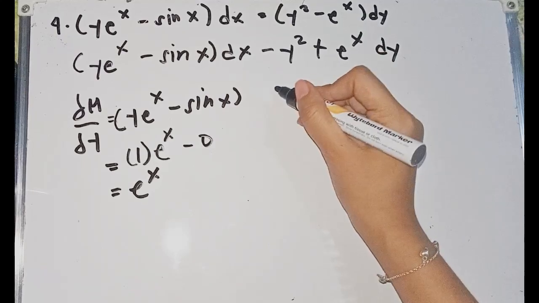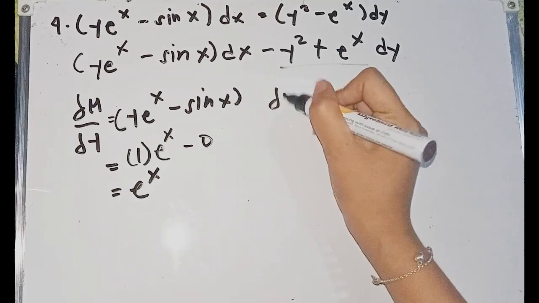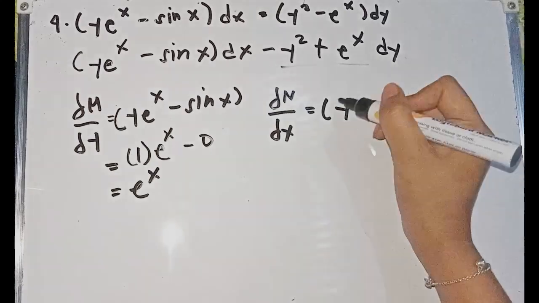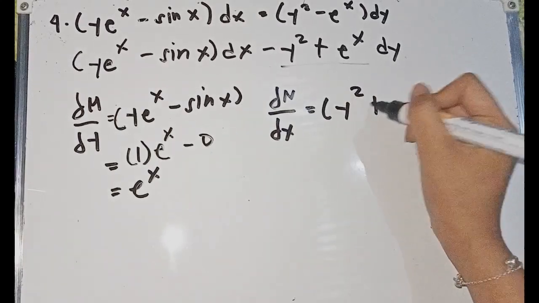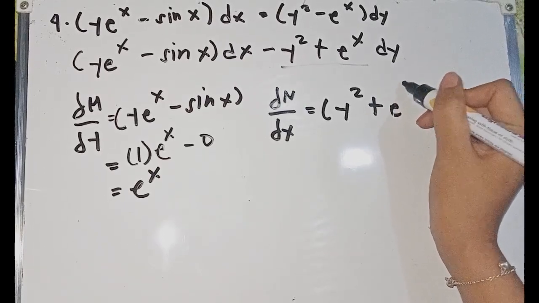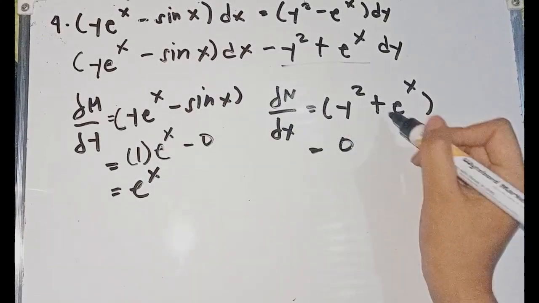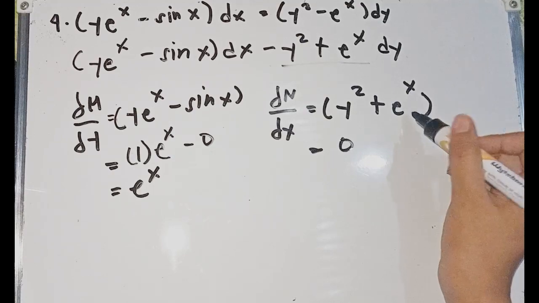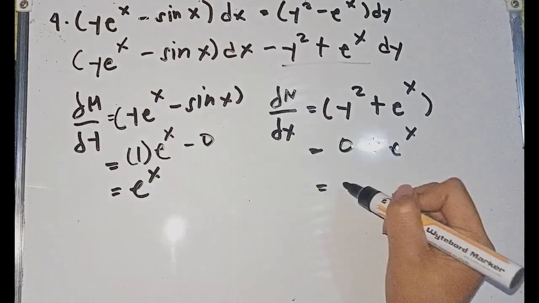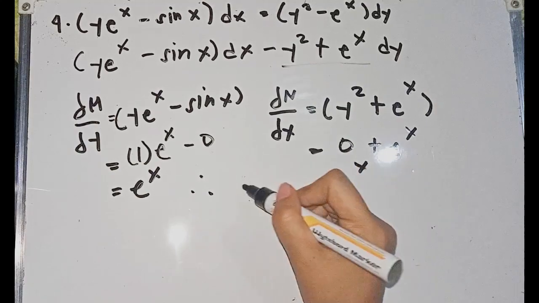Then the partial derivative of our N over dx. Our N is negative y squared plus e^x. So this will become 0. Then the derivative of e^x is still e^x. So e^x. Therefore, they are exact.